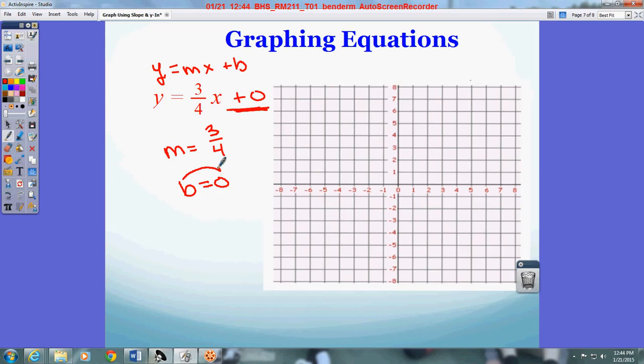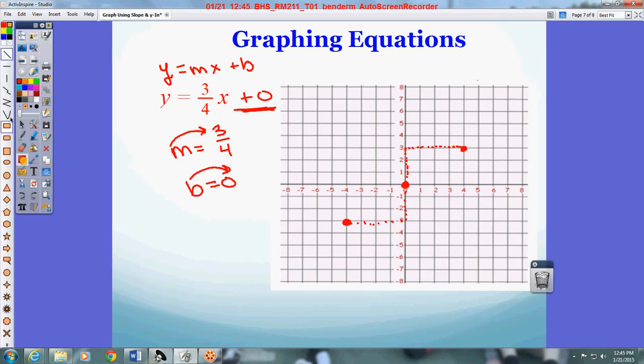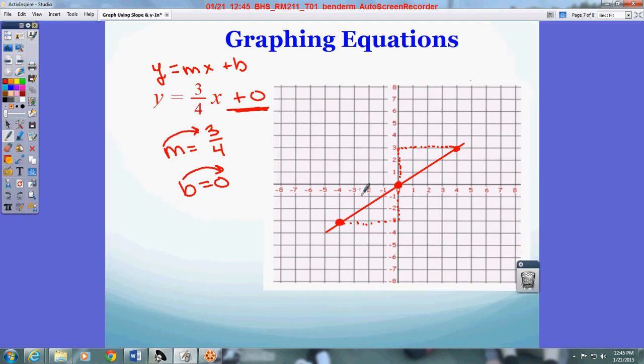So I'm going to begin at 0, which means I'm starting right at the origin, and I'm going to move 3/4. So I have a rise of 3, so 1, 2, 3, and a run of 4. 1, 2, 3, 4. And there's my points. Remember, I could go up again and over. I could go backwards. I could go down 3 and back 4. And notice my points will still fall in that nice straight line. So draw your line, add your arrows.